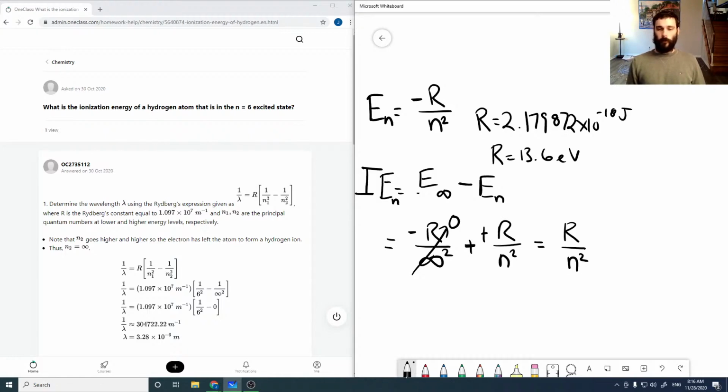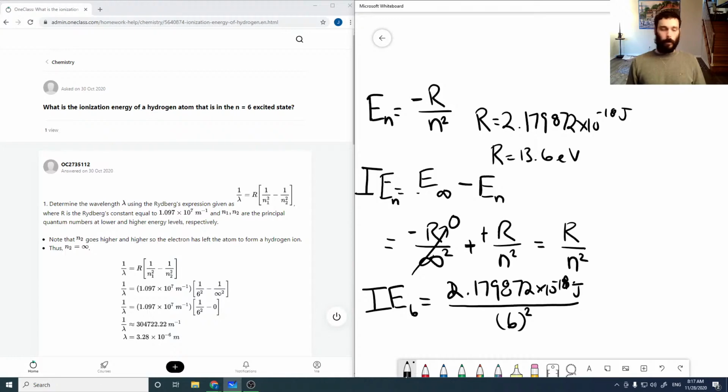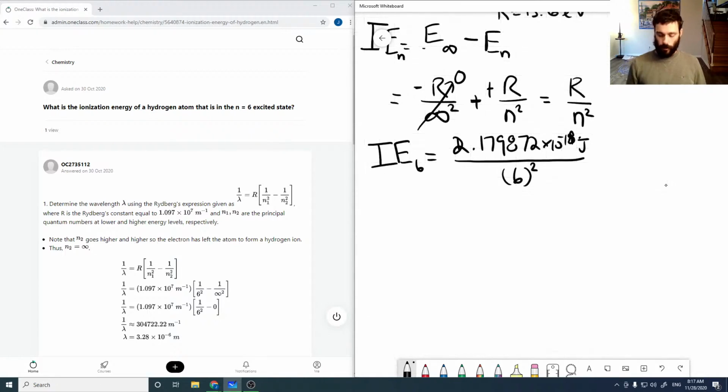So if we want it for the n equals 6 state, then our ionization energy for 6 is just 2.179872 times 10 to the minus 18 joules over 6 squared. So if we run this through our calculator, we find that our ionization energy is 6.055075 times 10 to the minus 20 joules.